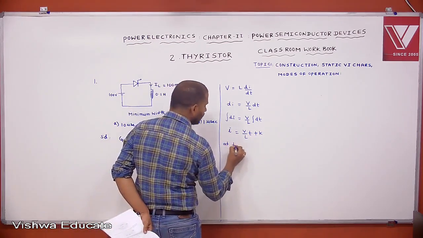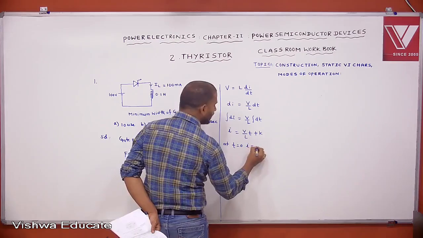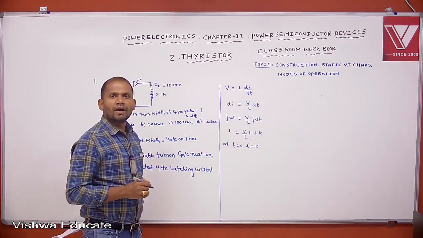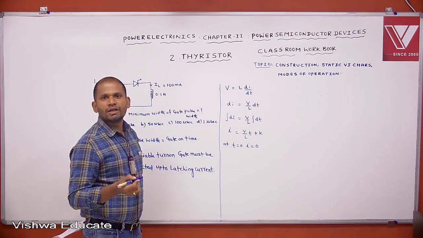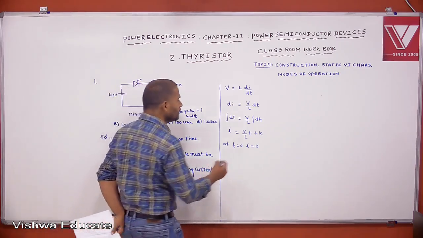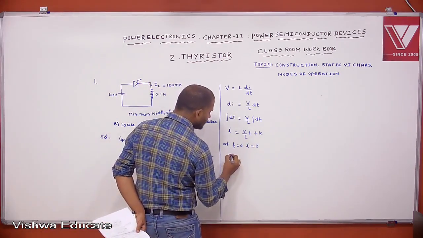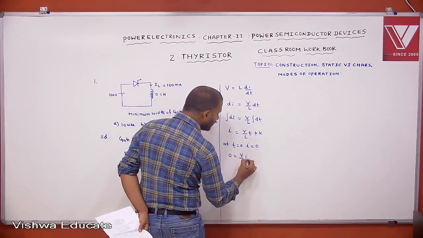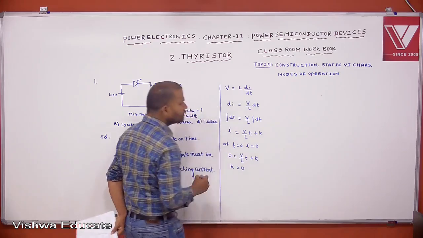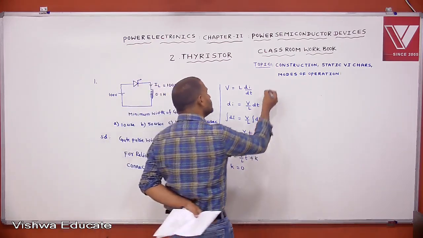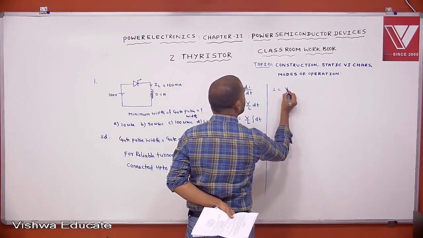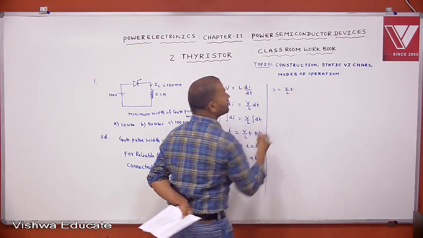Then at t equal to 0, what is i equal to? 0, because we know the property of an inductor: an inductor cannot allow a sudden change of current. That's why at t equal to 0, i equal to 0. Substituting, 0 equals V by L into t plus K, so K equal to 0. Then i equals V by L into t.